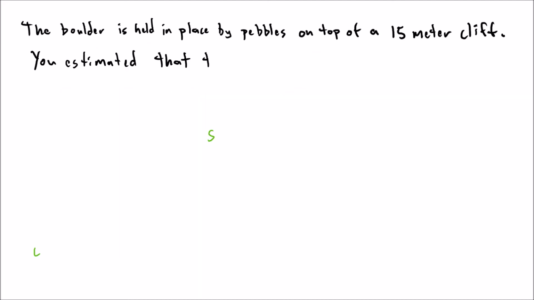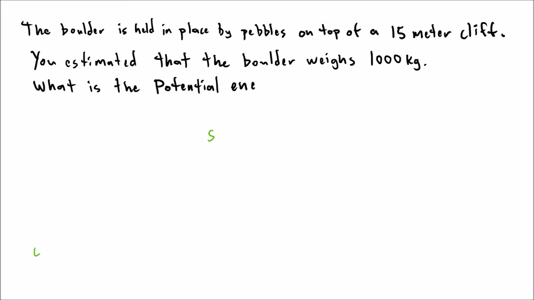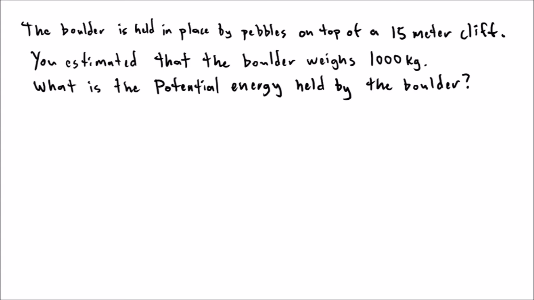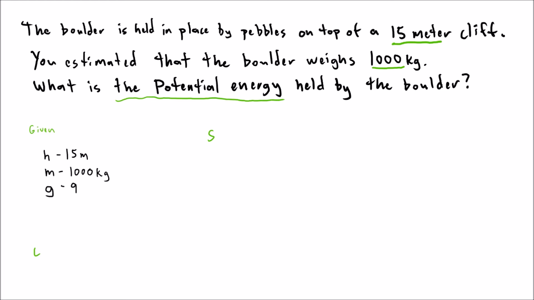Let's take an example. The boulder is held in place by pebbles in a 15-meter cliff. You estimated that it is about 1,000 kilograms. What is the potential energy held by the boulder? Remember the formula? First, identify the given. We have the mass, height, and the constant value for g is 9.8 meters per second squared. Put all of these values in place for the formula and you will get this answer.